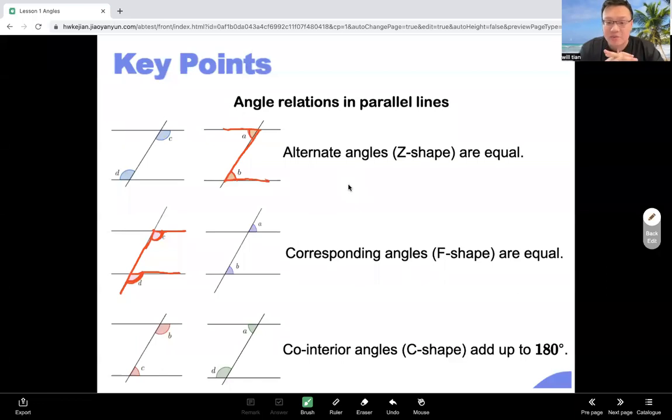Now the last one, guys. We call that the C shape. As for the C shape, it could be this one. So that's angle B and angle C, right? Do these two angles equal each other?